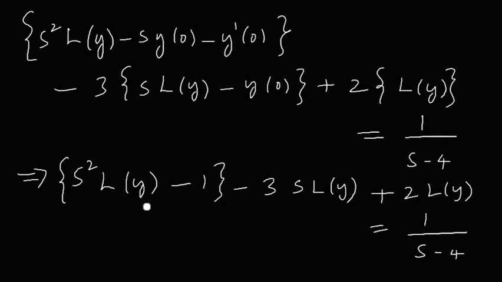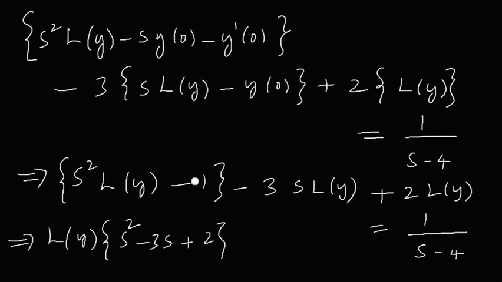Now what I do is L of y is common in all these terms. So I take L of y common. What I get now, that I'm writing here itself in the same line, implies L of y is taken common, so I get s square minus 3s plus 2.